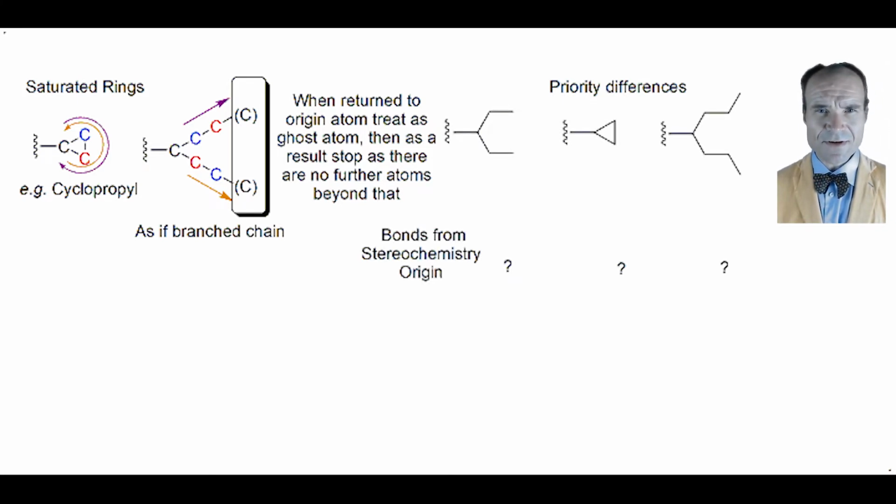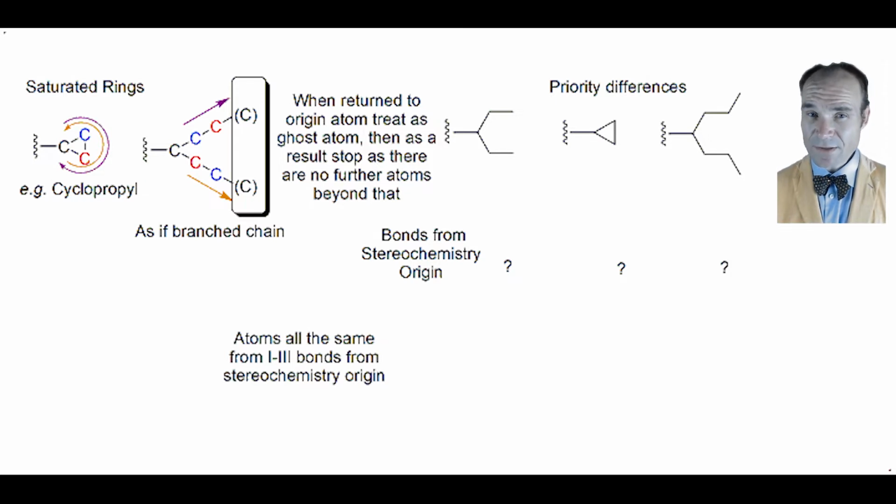All these substituents have the same nature and order of atoms 1 to 3 bonds from the stereochemistry origin. So for brevity, we will ignore them and consider atoms 4 bonds from the stereochemistry origin. With the 1-ethyl propyl, we have 6 hydrogens.